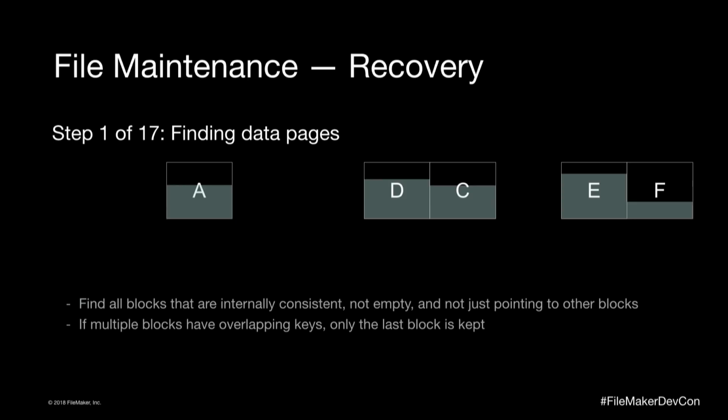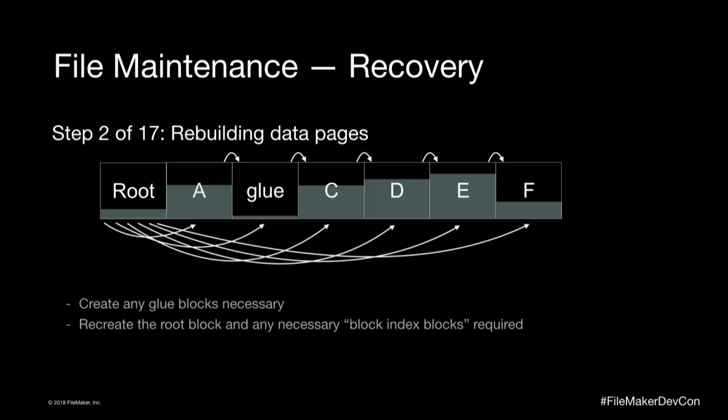If there's 2 blocks that overlap, if for some reason block D has a key that should really be in C or vice versa, it'll throw away D and just use C. So it's basically trying to truncate things down to just get valid blocks. Then it starts putting them together. It generates a new root. If there's a gap, like B disappeared for some reason, and there's a gap in the key range between A and C, it'll create a little glue block and put that in there. And then it'll just start hooking everything up properly. It'll regenerate all the links properly.